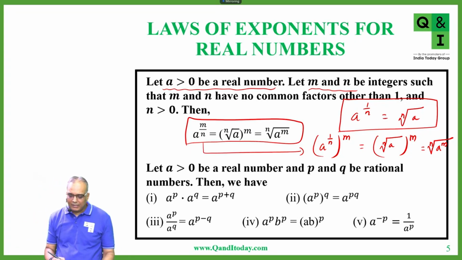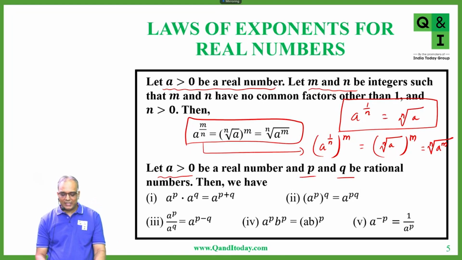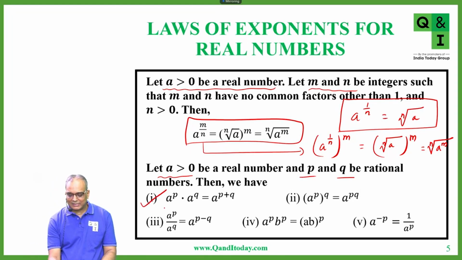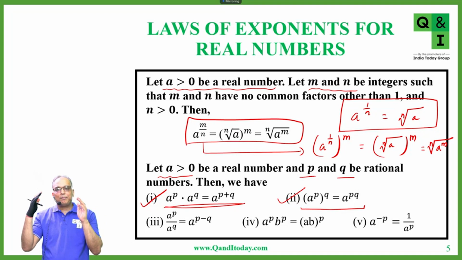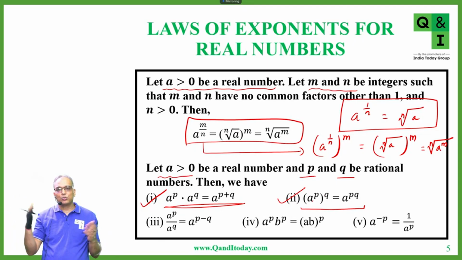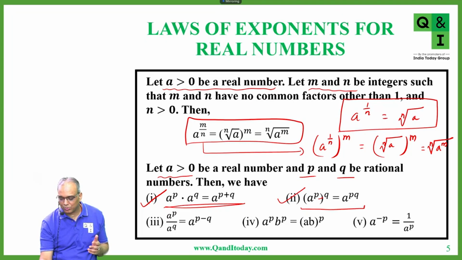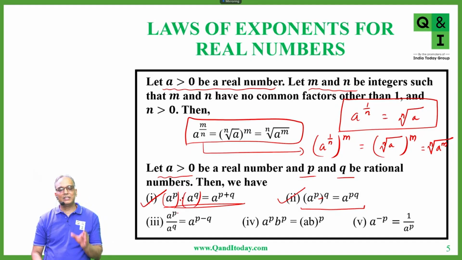Yeah. So let a be a positive real number and p and q be rational numbers. Then a raised to the power p into a raised to the power q is a raised to the power p plus q, right? And similarly, a raised to the power p, raised to the power q, will be a raised to the power p into q. So for power of power, you multiply the powers together. So p times q. And when the base is the same and you are multiplying two numbers with the same base having different exponents, you add the exponents.